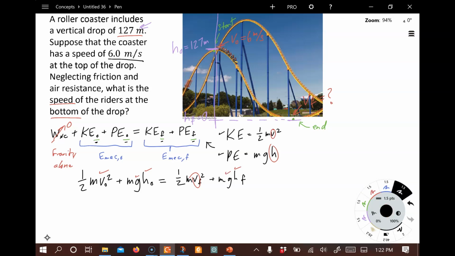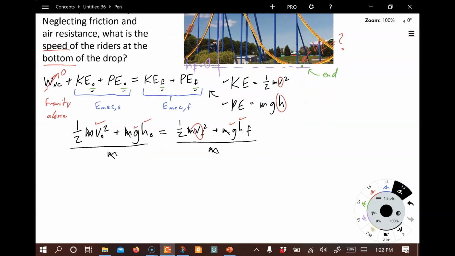If you look carefully, you can see we can divide both sides of this equation by the mass. The mass doesn't matter in this problem because every term has a mass, which means we can cancel them out. At the end of the day, we're going to end up with some algebra to solve. And so I got v initial squared over 2 plus g h initial is equal to v final squared over 2 plus g h final. Let's solve for v final.